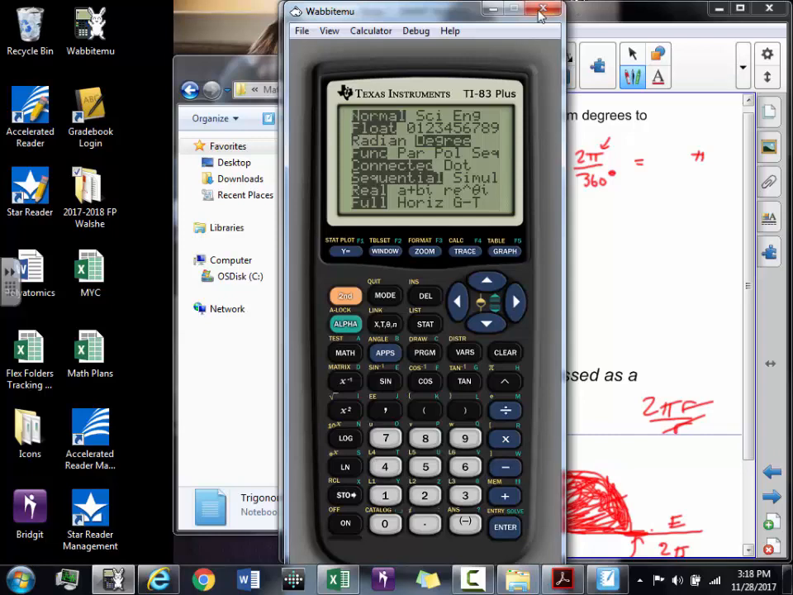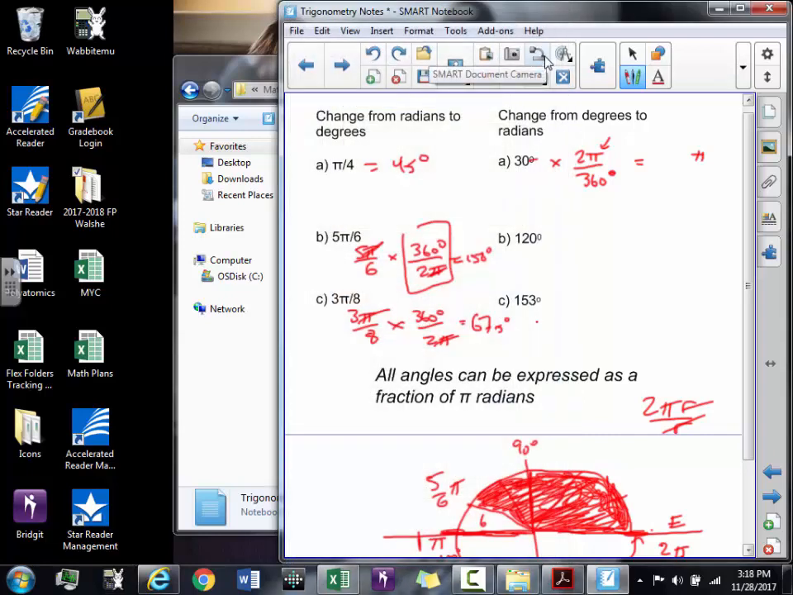Right. Anyways, I can't show it on the screen. Can you guys grab your calculators and type along with me? Go 30 times 2. Don't press pi though. Go 30 times 2, divide by 360. You're hopefully going to get 1.666 repeating.